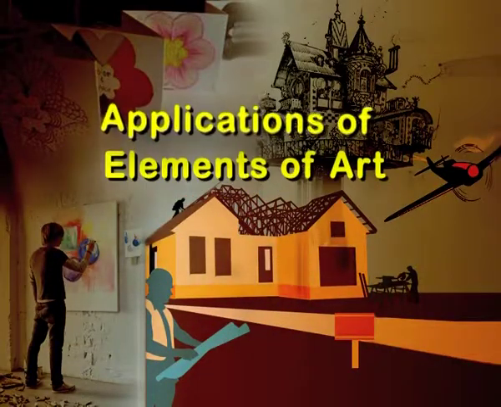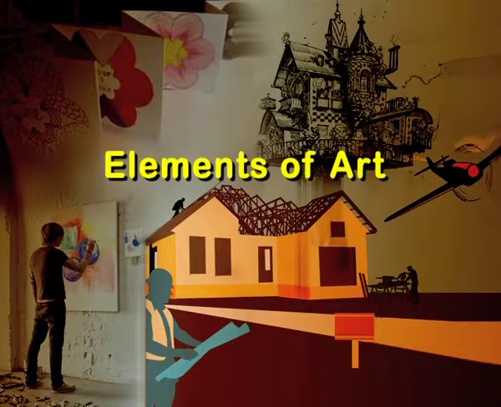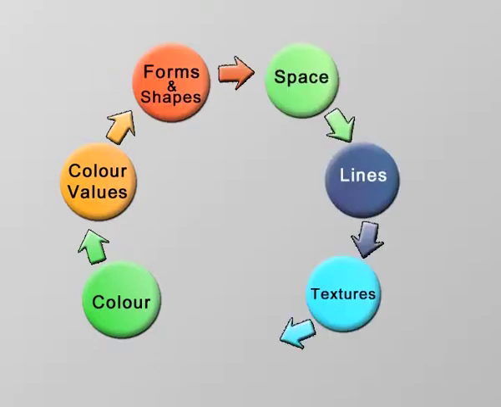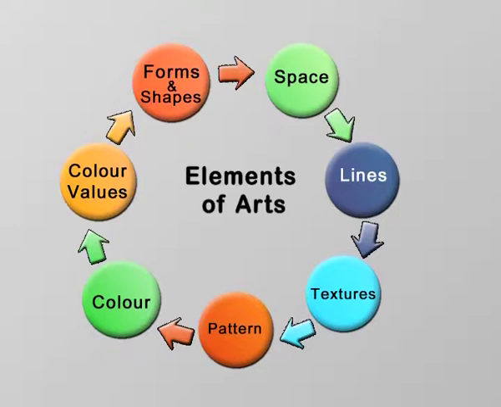Hello students, today we are going to discuss the application of elements of art. Elements of art refer to what is available for a designer willing to communicate visually their ideas to others. Color, color values, forms and shapes, space, lines, textures and pattern are called the elements of art. The elements of art are the basic components of art making.